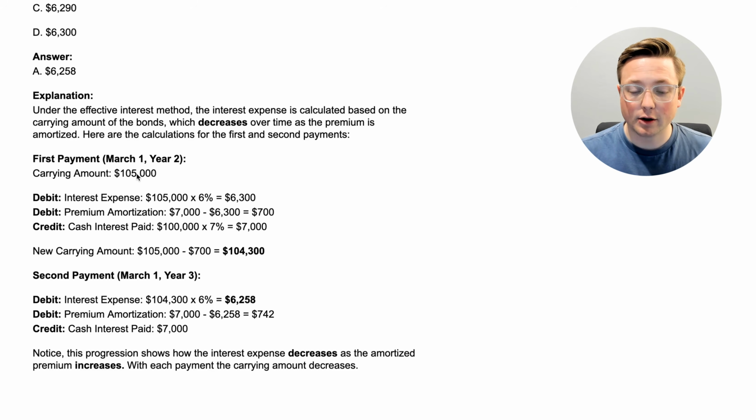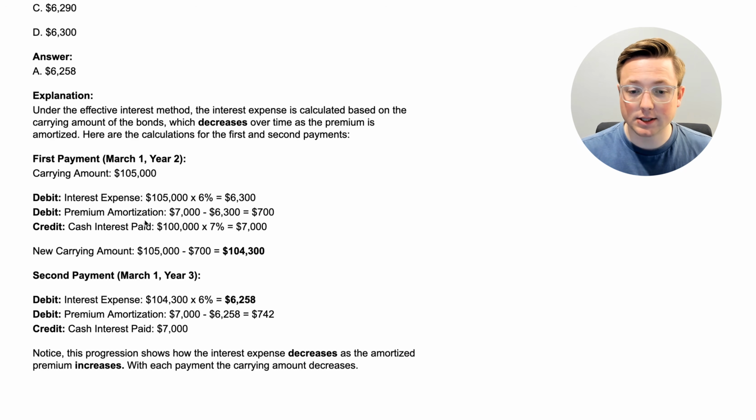So again, carrying amount, $105,000. We pretty much do the same thing. $105,000 multiplied by the market rate of 6% gives us $6,300 for the interest expense. Now we're going to actually jump down here to the cash interest paid first. $100,000, that's the face value, multiplied by the stated rate of 7%. That's $7,000 cash interest paid.